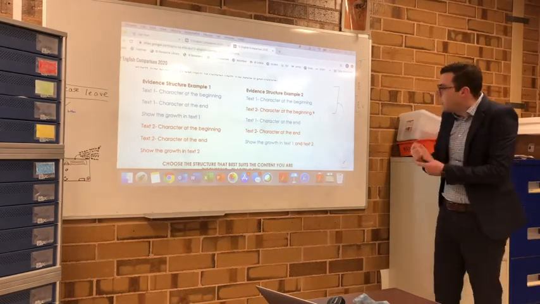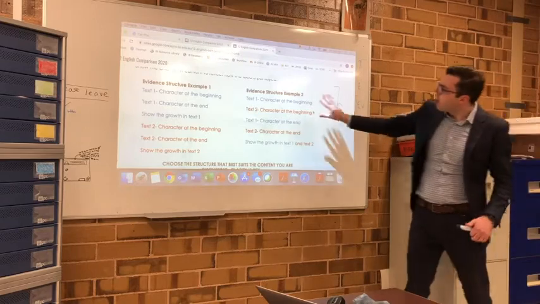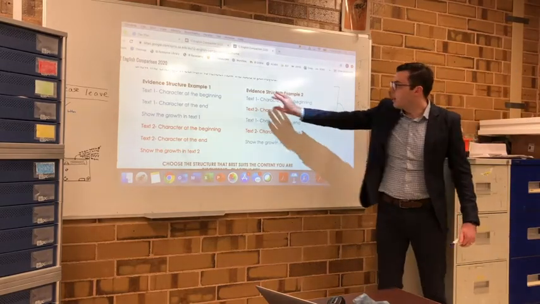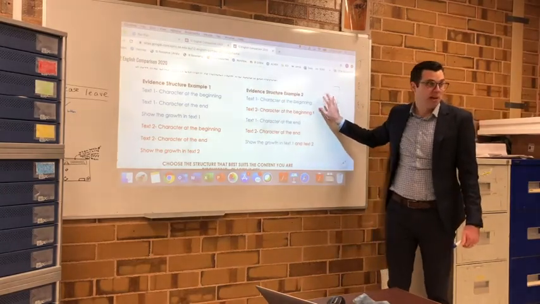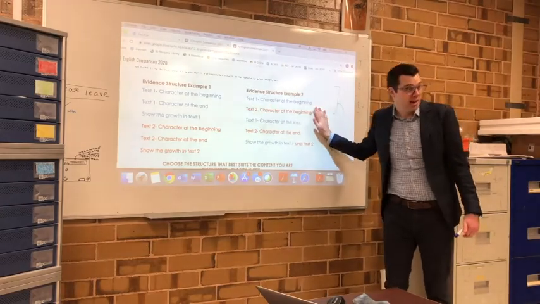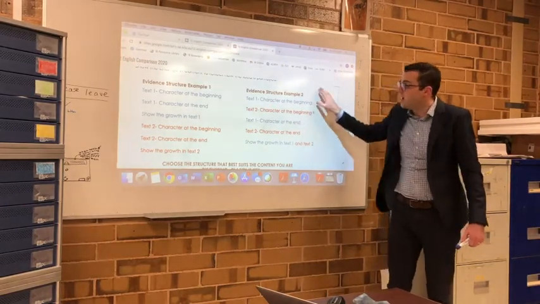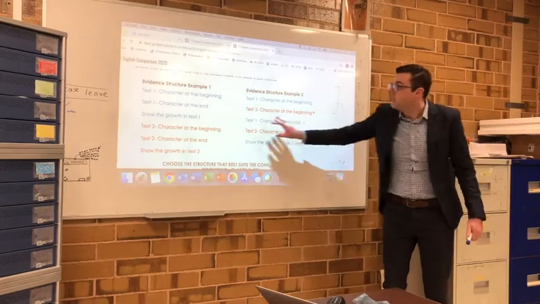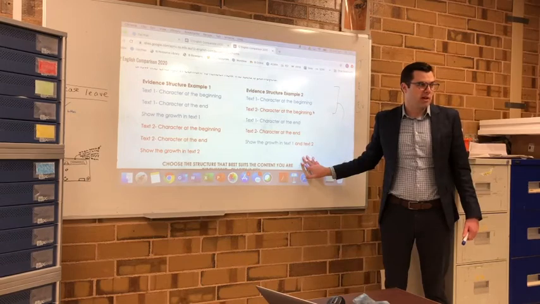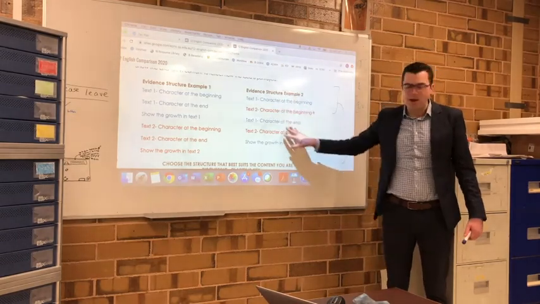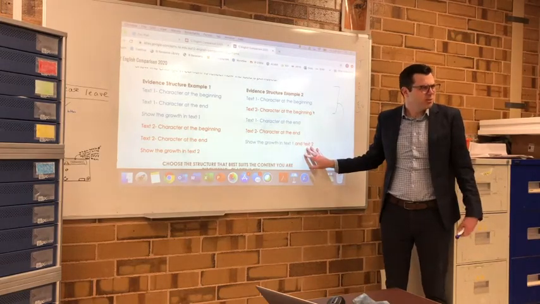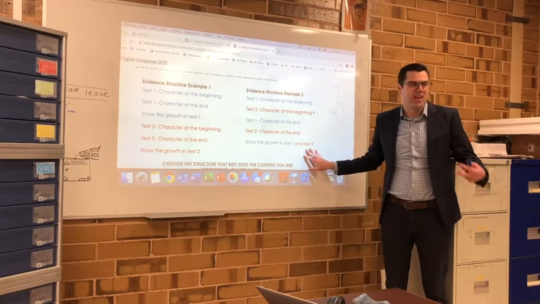That being said, depending on your content, it might work better to structure it like this, where you talk about how the character was at the beginning and what this establishes for us, versus what the character was at the beginning of the other text and what this establishes. And then talking about the character at the end versus the character at the end, and then showing the growth in text 1 and 2. Okay? Now obviously this is a more comparative kind of element, and where you can, it's great to make those connections, but it depends, doesn't it, on what you're talking about and the clarity of what you're talking about.